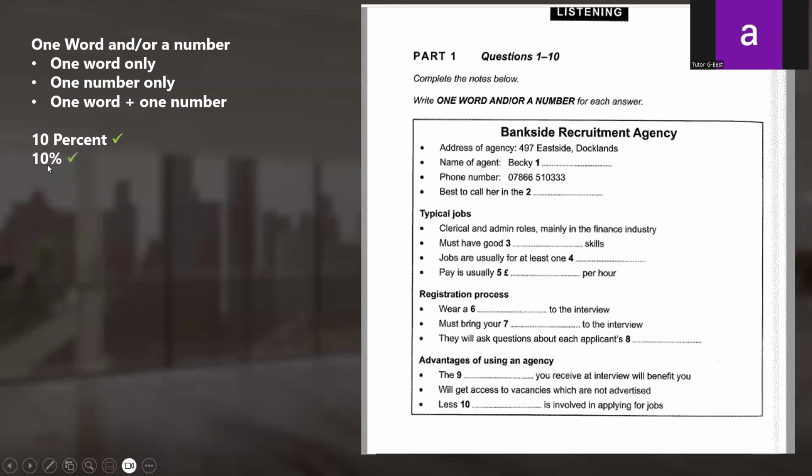You can write it like this, 10%. It's also correct. This is a number. If you have a number and a symbol attached, it is considered a number, not a word. So together, it is considered one number. So 10 percent correct, 10% like this correct. But if you write like this, 10 percent with a space, you get a zero. Why? Because it's two words. And the question says one word and/or a number. So you got to be really careful here.